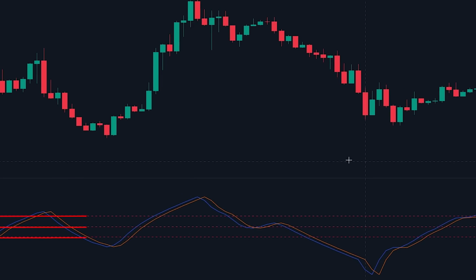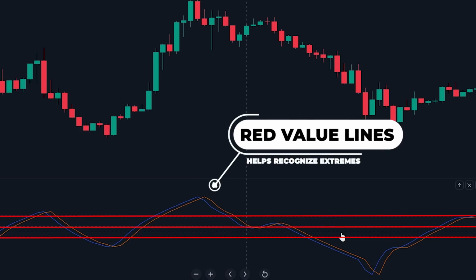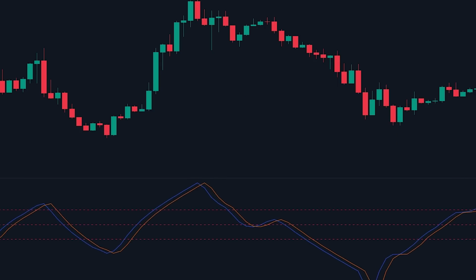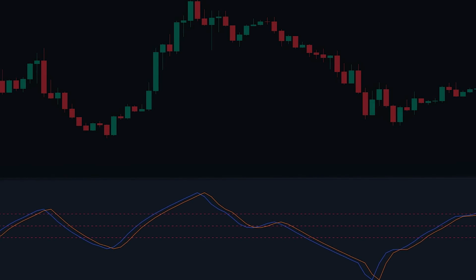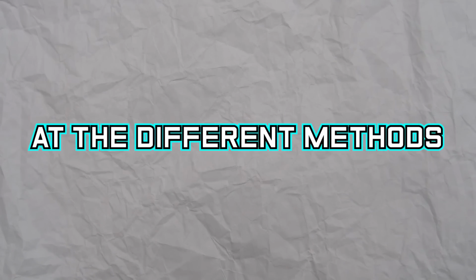The 3 dashed red lines represent certain levels to determine whether the value of the indicator is high or low. An extremely high or low reading indicates that there is a higher possibility for a reversal to take place. Now that we understand exactly how the indicator can be read, let's take a look at the different methods of using the indicator.